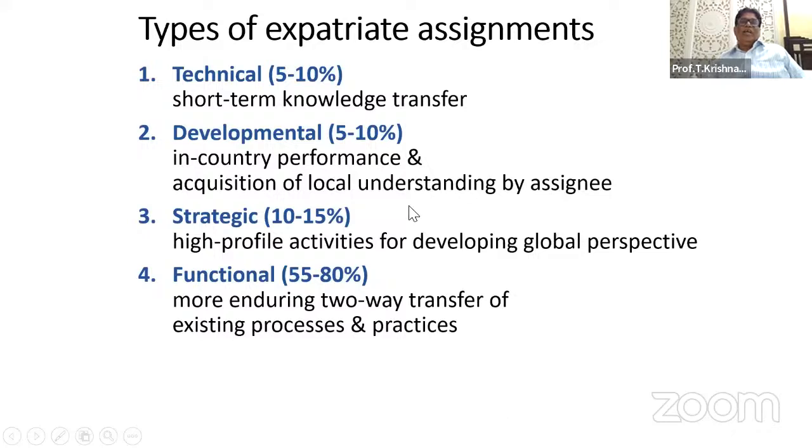Now, types of expected assignments. They might be technical, 5 to 10%, short-term knowledge transfer. Developmental, 5 to 10%, in-country performance and acquisition of local understanding. Strategic, 10 to 15%, high profile activities for developing global perspective. Functional, 55 to 80%, more enduring two-way transfer of existing processes and practices.